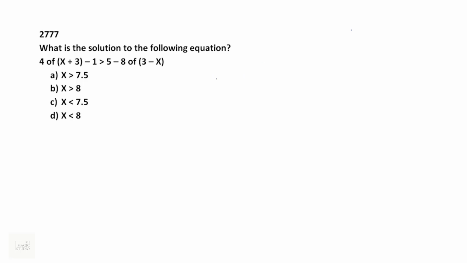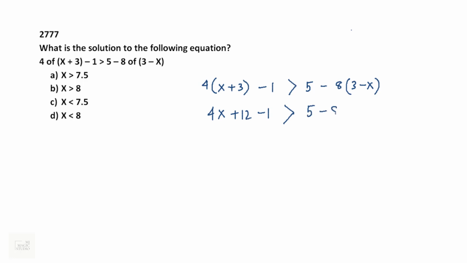Okay, let us end this session with the mathematical inequality. What is the solution of the following equation? 4 of x plus 3, that is 4 into (x plus 3) minus 1 is greater than 5 minus 8 of (3 minus x). 4x plus 12 minus 1 is greater than 5 minus 8 into 3 is 24 plus 8x.